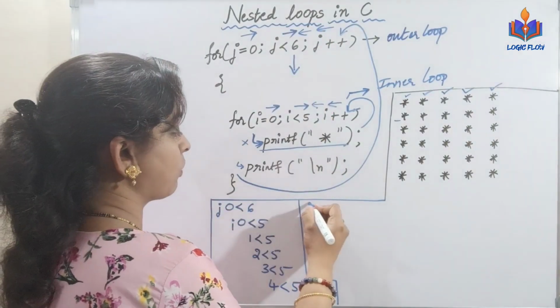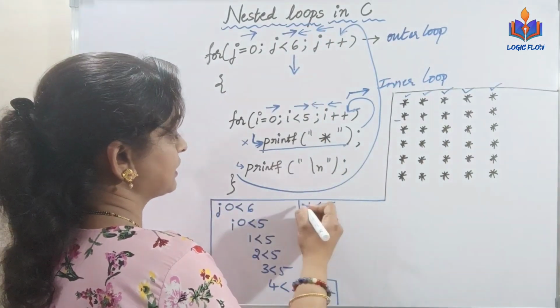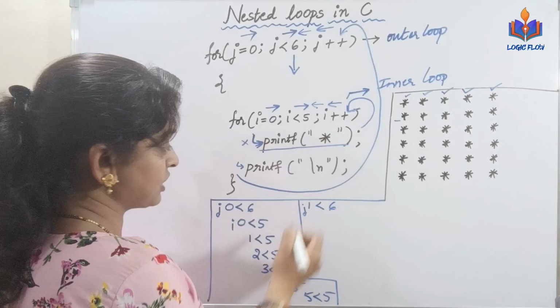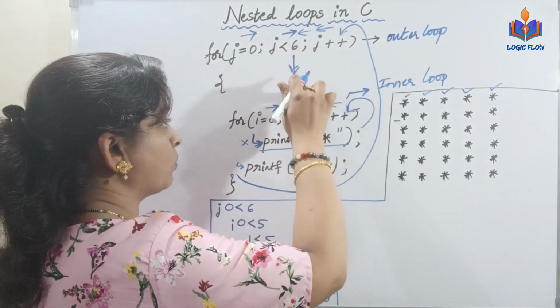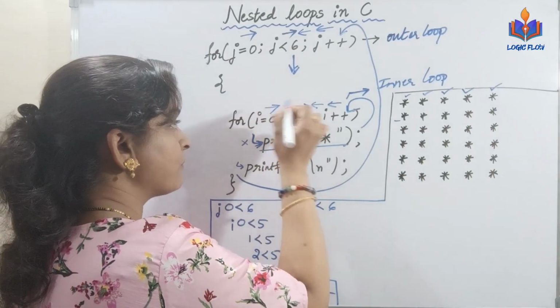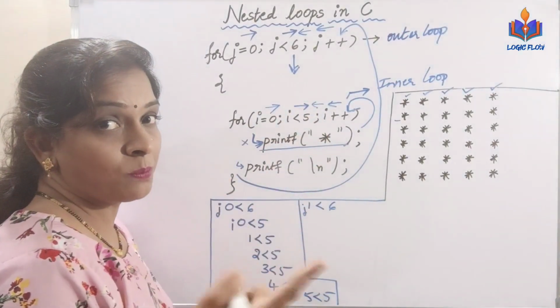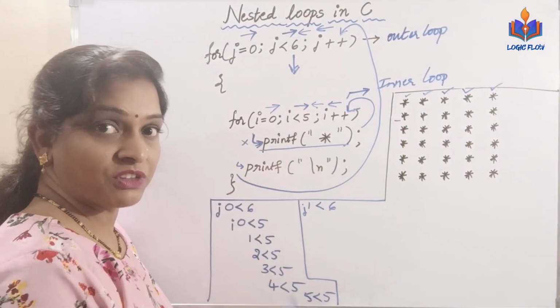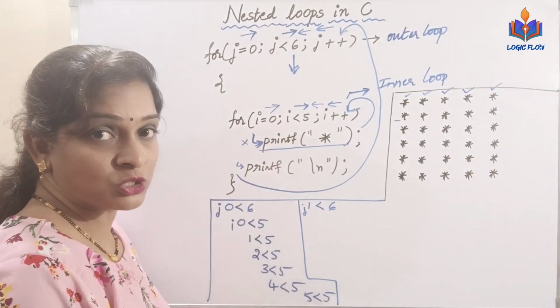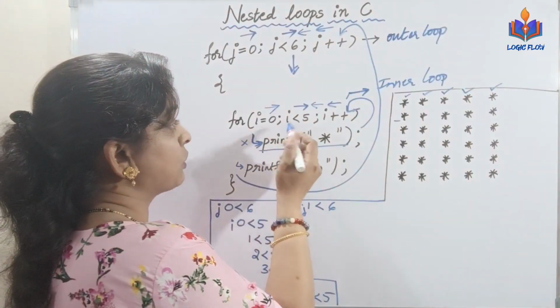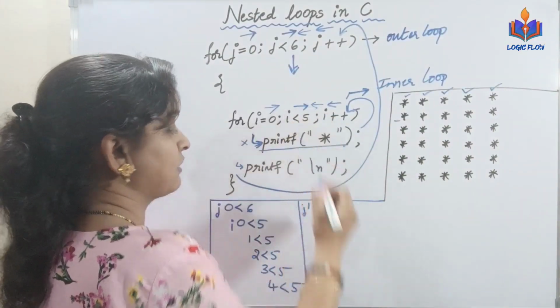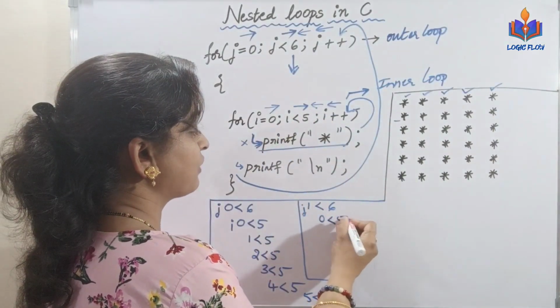So it is 1. 1 less than 6. So this is the j value. This is the i value. This is the j value. 1 less than 6. Yes. Again get inside the loop. The inner loop has to start from the first. New outer loop, inner loop starts from the first. With the new outer loop value, the inner loop has to be executed from the first. So i equal to 0. So it is like a new statement. i less than 5. 0 less than 5.